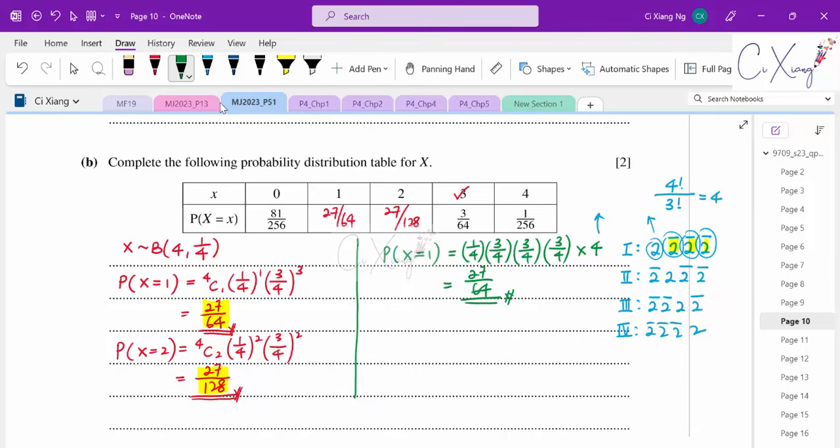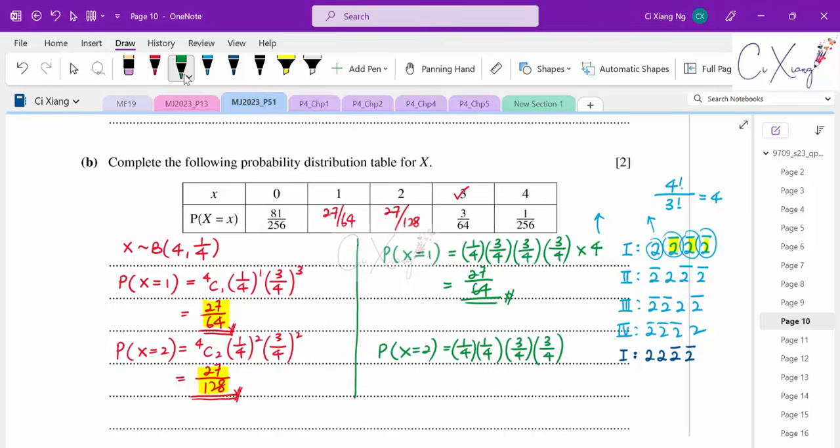How about if I want to calculate the probability for x equals 2? For x equals 2, I assume first the first 2 dice are a 2, and then the third and the fourth are non-2. To list out the probability, the first one is a 2, so it will be 1 over 4. The second one is also a 2, so also 1 over 4. The third one is non-2, so 3 over 4. The fourth one is non-2, so 3 over 4.